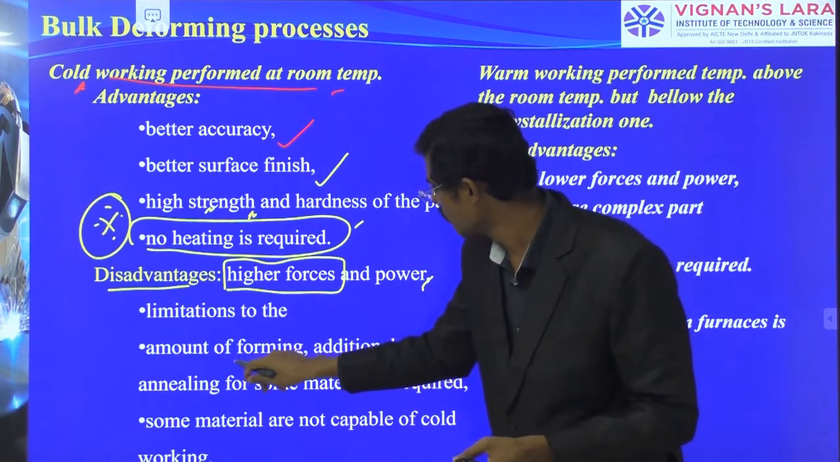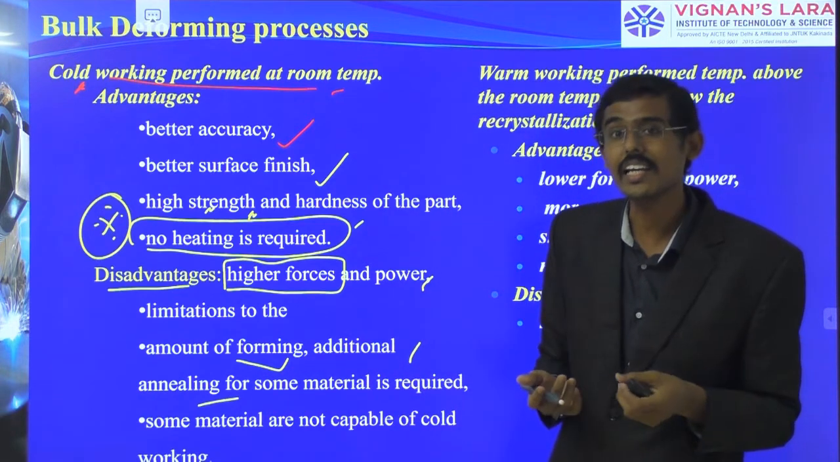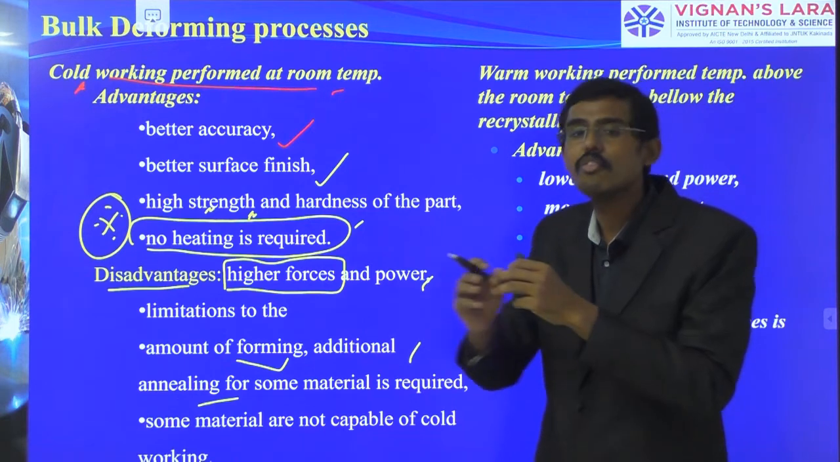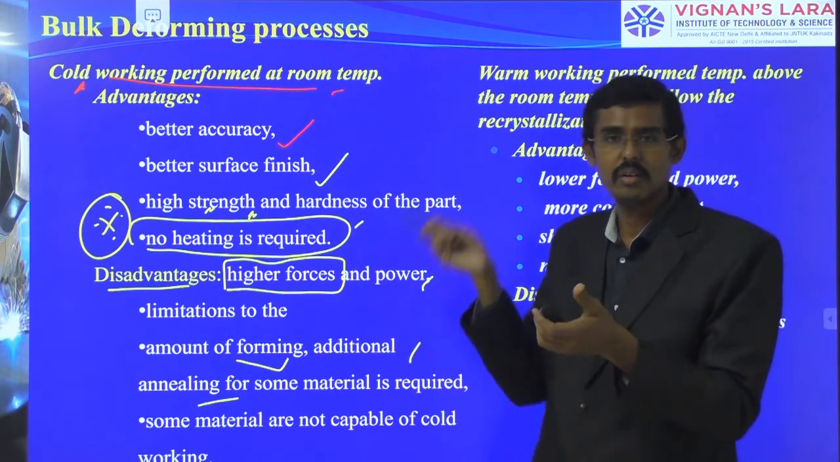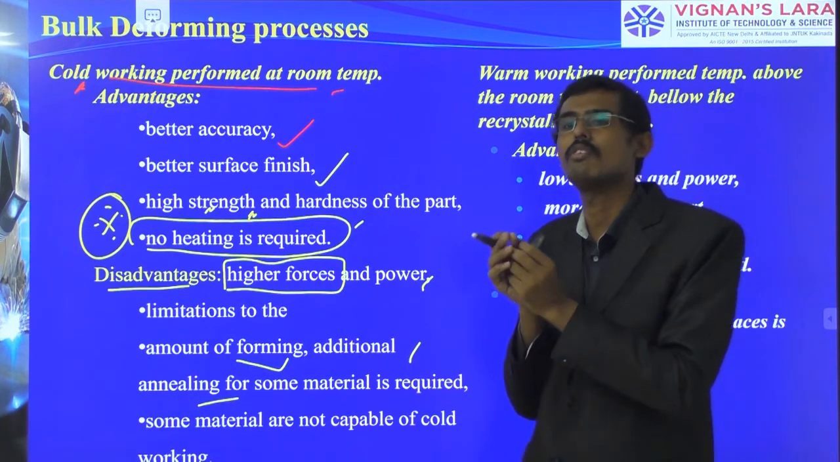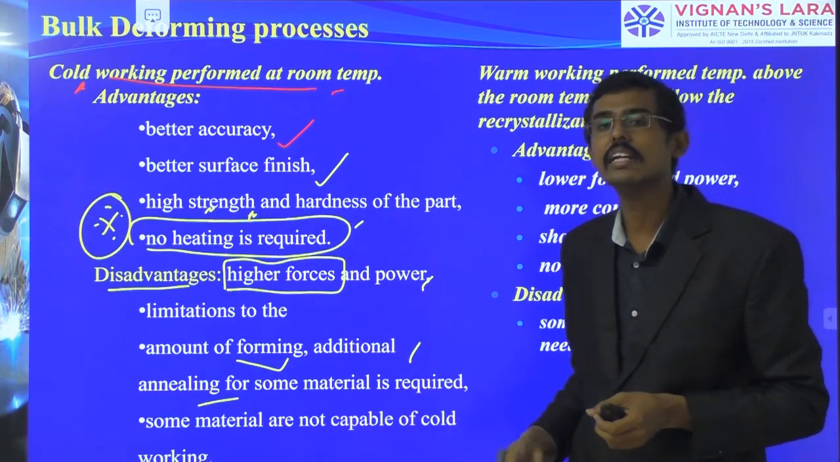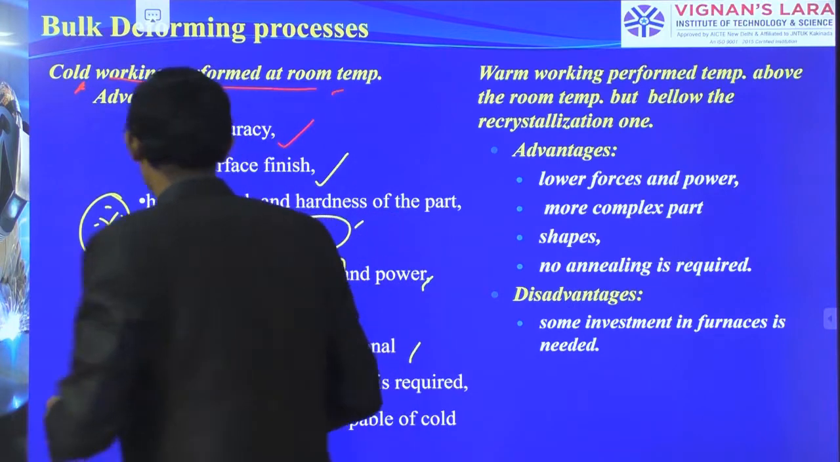There are limitations to the amount of forming, and additional annealing may be required. Why annealing? We do annealing for stress relieving operations and uniform microstructures. Here we are hitting, so stresses are formed. Therefore, the stresses have to be relieved, maybe by a heat treatment process. Those are the advantages and disadvantages of cold working.